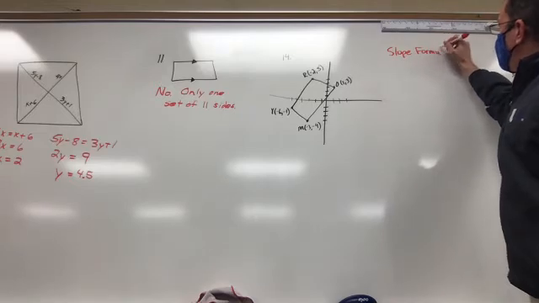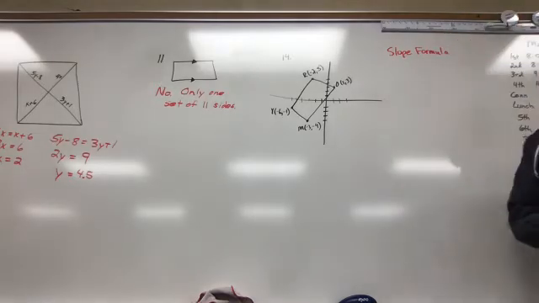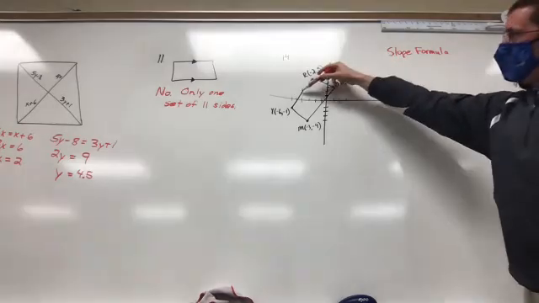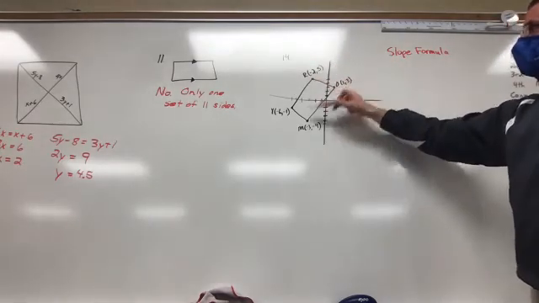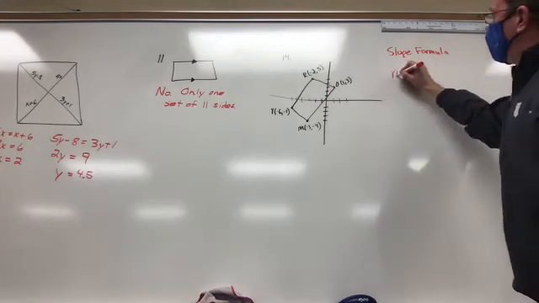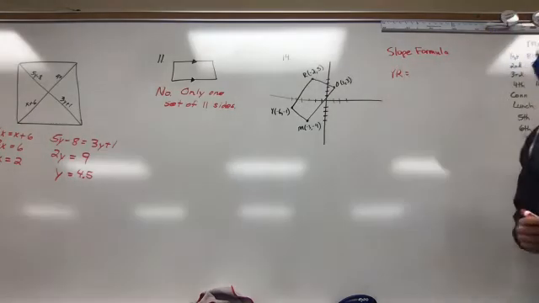Slope formula is going to tell us if our opposite sides are parallel to each other. And it doesn't matter which ones you start with. We got to figure out if these two are parallel. We got to figure out if these two are parallel. So I'm going to start with YR, although you could start with any of them.